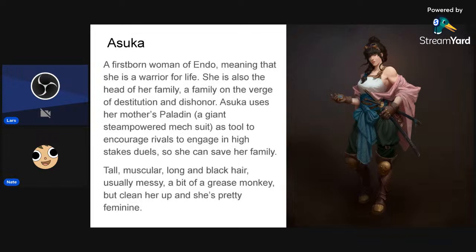Now then, another illustration. Just seeing that picture just brings a huge smile to my face. Yes. I love Asuka. I love Asuka as well. I love her so much. Best girl. Best girl. Hands down, best girl.